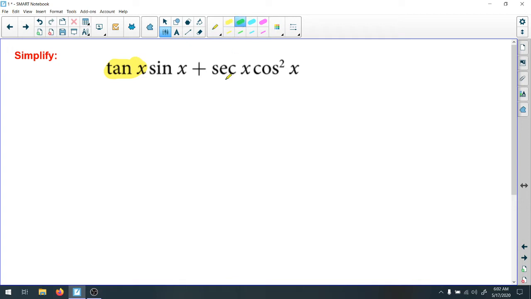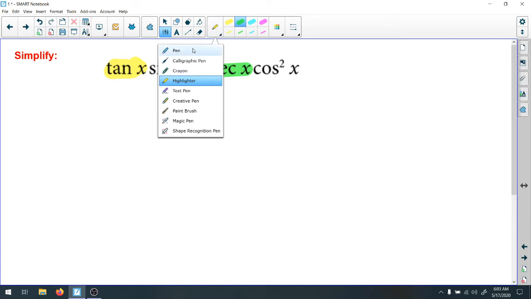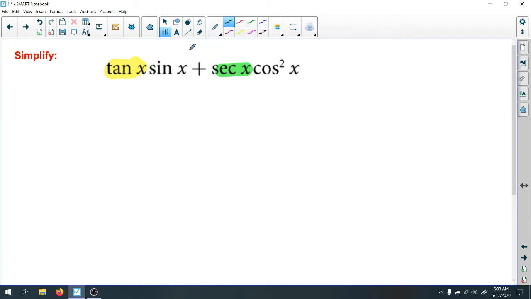Second, you have secant x cosine square x. Do you see any relationship between secant and cosine? I hear you. Secant is 1 over cosine. So plan 2 is to convert secant to be 1 over cosine. Okay. So let's do that here.